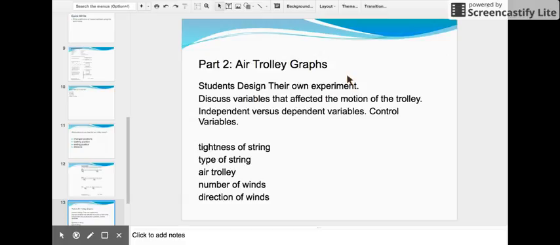Part 2, students actually design their own experiment. So before this part, after their initial just checking things out, we talk about all the things that affected the trolley's motion. And they talk about the tightness of string, the type of string, the air trolley, the number of lines, the direction of lines. And this is actually what we end up using. And this is a really good way of explaining independent variables versus dependent variables and how to create a well-designed lesson.